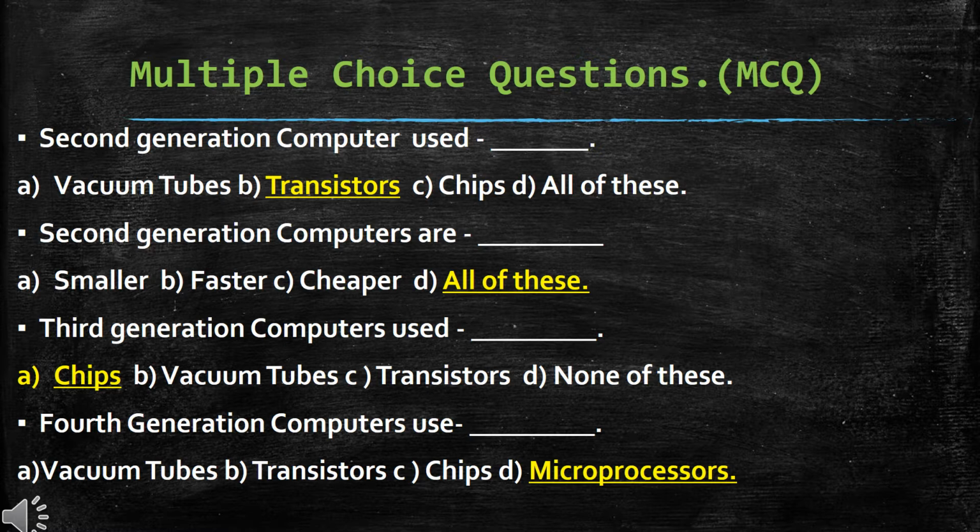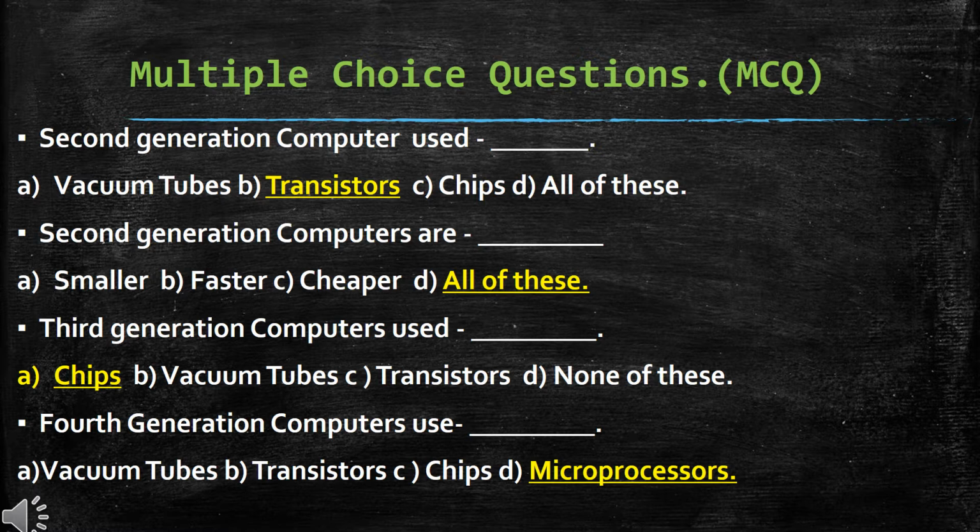Second generation computers use dash. Your options are vacuum tubes, transistors, chips, all of this. The answer is transistors. Second generation computers are dash. Your options are smaller, faster, cheaper, all of this. The answer is all of this. Students, remember, the second generation computer was smaller, faster and cheaper comparatively to the first generation computers.